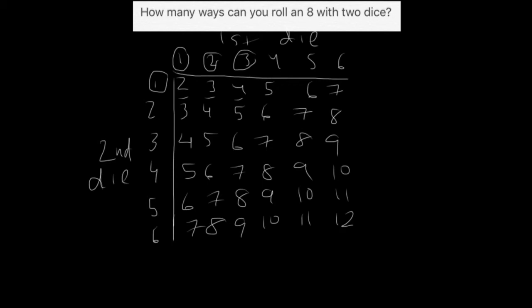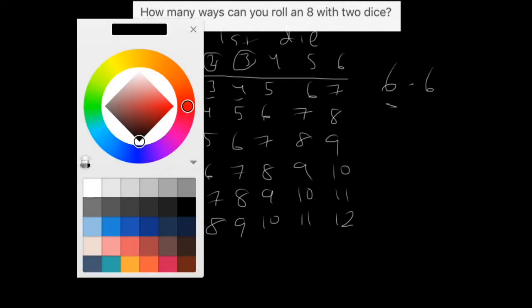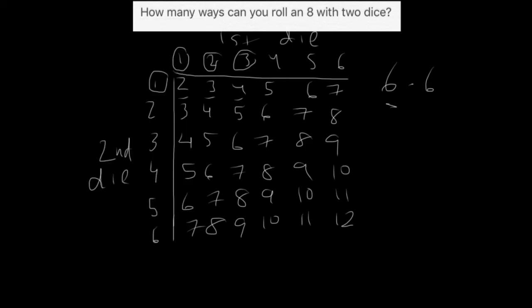Okay, so this is every possible way that the dice could come out as a sum, right? And as you can see, there's 36, or 6 times 6, right? There's 6 choices for the first die, times 6 choices for the second die. But that doesn't matter for now. Right now, we can just see that there are 36, right? So now we want to see how many ways that you can roll an 8.